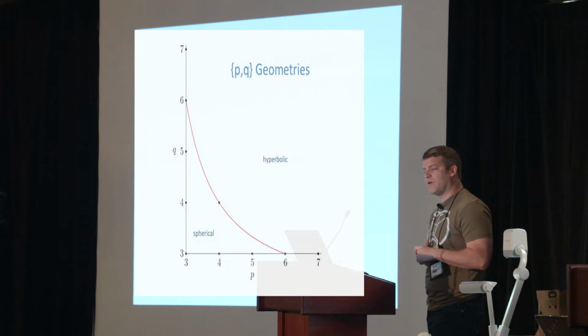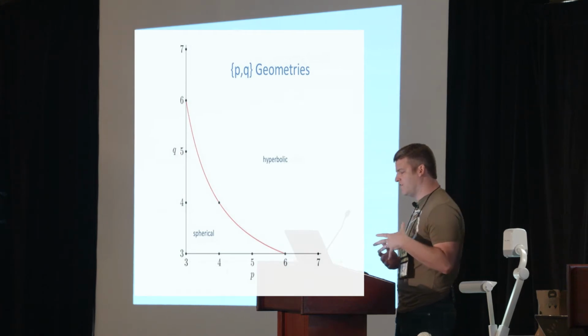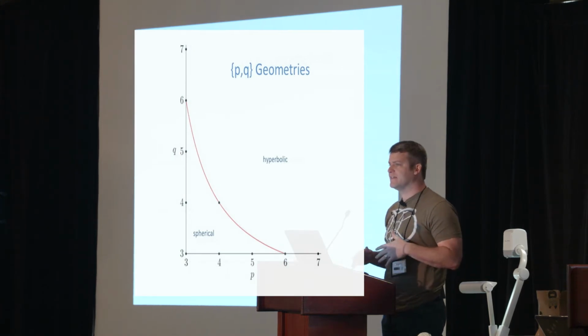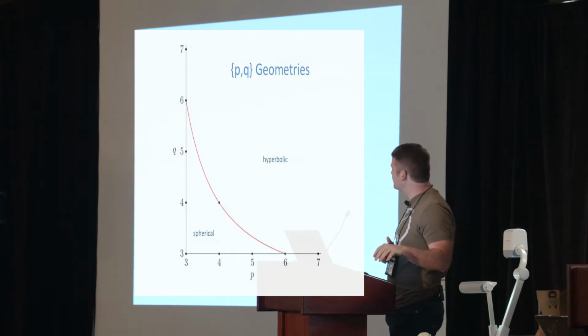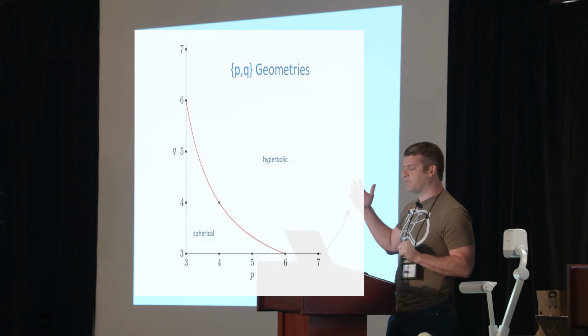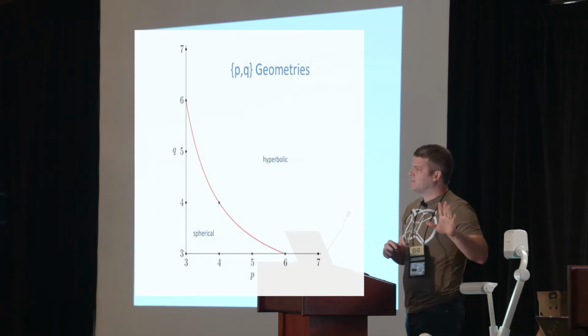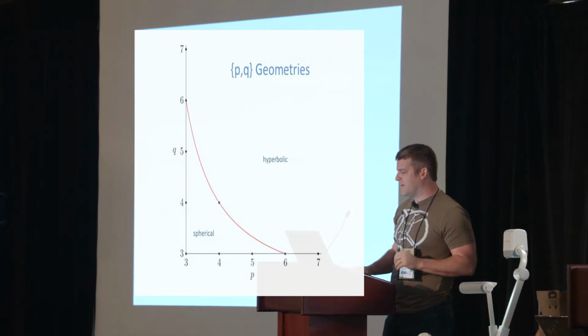This is a graph of the parameter space of what I was just talking about. That red line is a sharp boundary of the Euclidean tilings, and to the lower left we have the spherical tilings, and the upper right we have the hyperbolic tilings. The lower left is the Platonic solids, if you want to think about them that way.